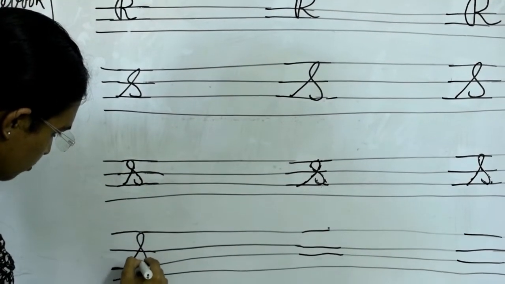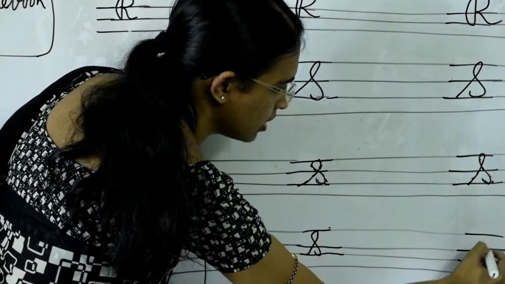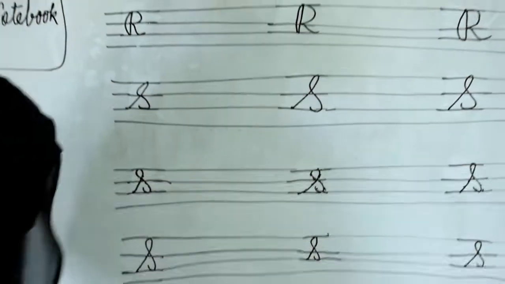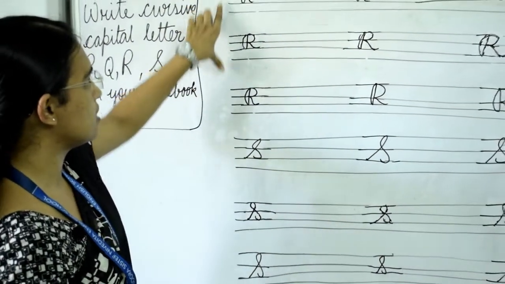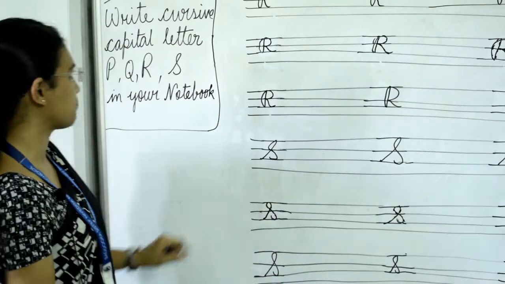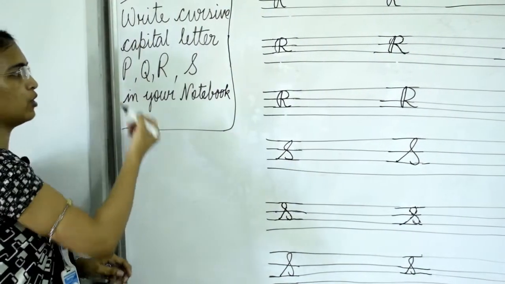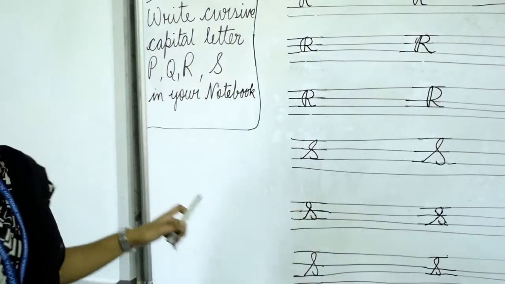You have to start from the third line. Okay, in this way you have to write cursive capital letter S. So you have to write this R in one page and S in another page. Okay, so this part is your homework. Note it in your copy and do all this at home.